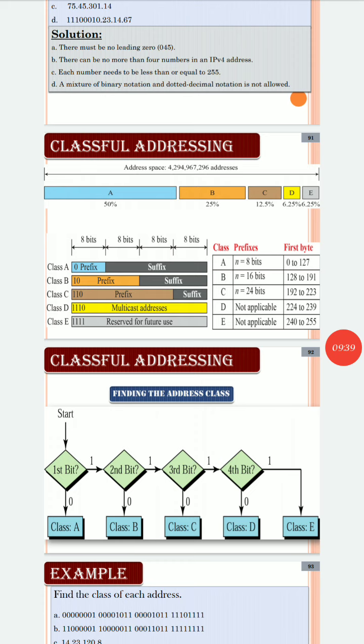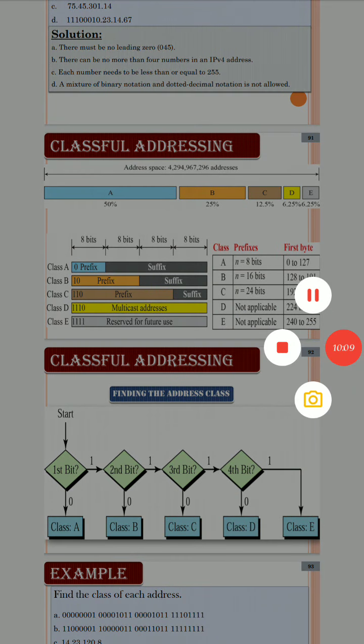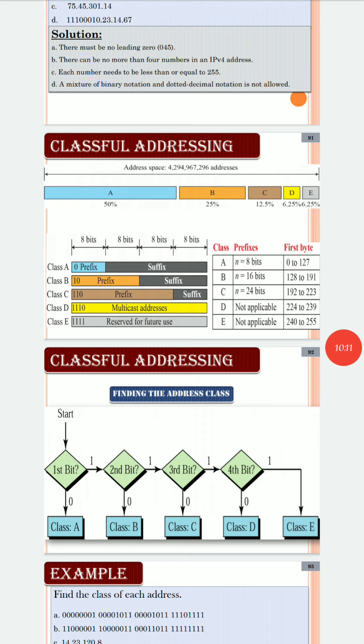The first part, the prefix, can be of fixed length or of variable length. If the prefix is of fixed length, we call it classful addressing, whereas a prefix with variable length we call classless addressing. I repeat, a prefix with fixed length is classful addressing, and a prefix with variable length is classless addressing. First we'll go with classful addressing. Here the prefix length is fixed.